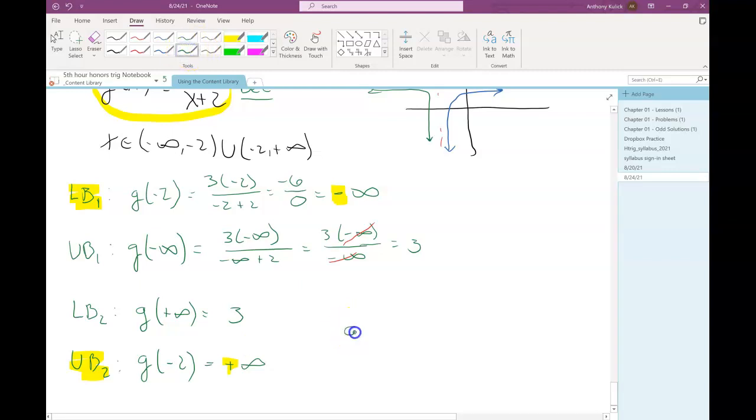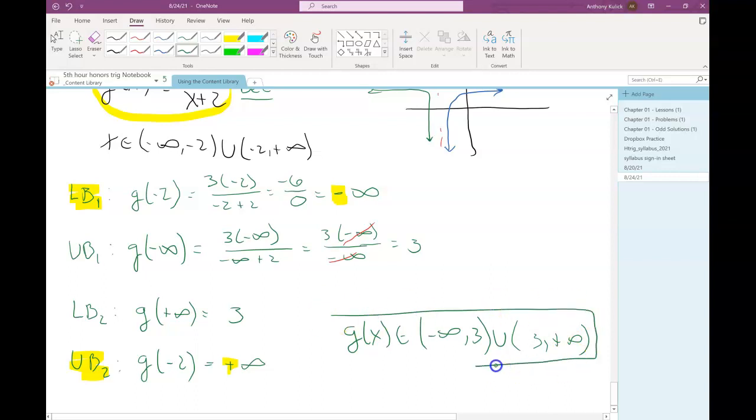So when I put this all together, I have that.